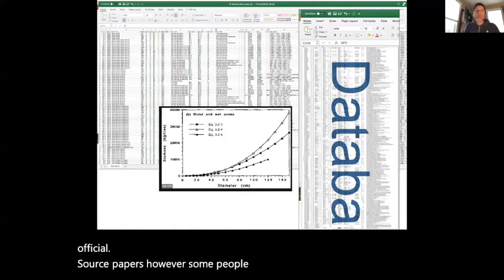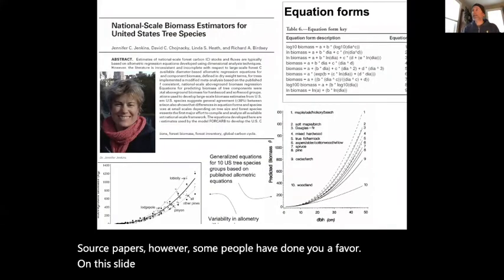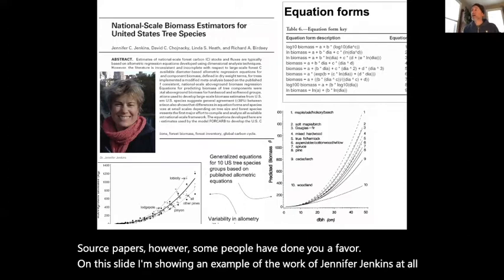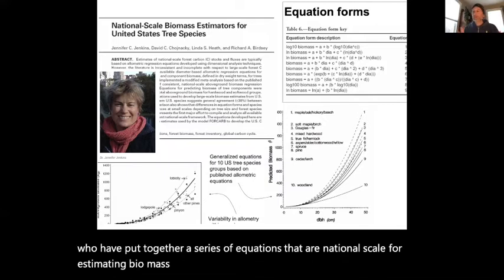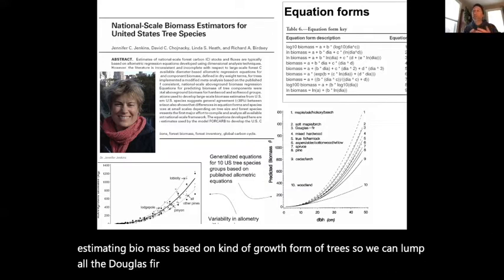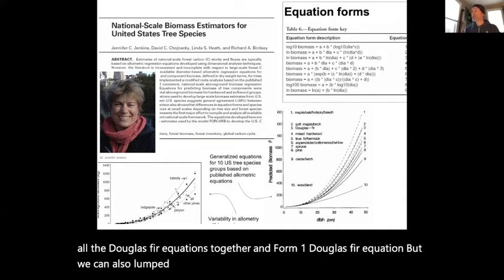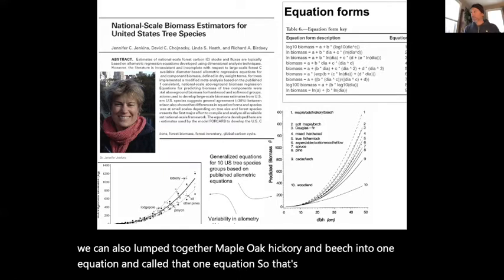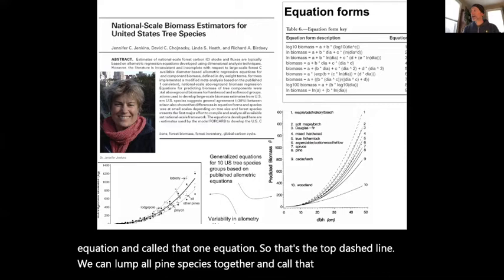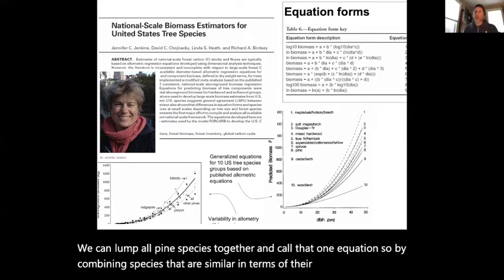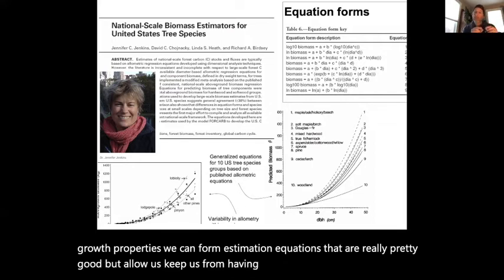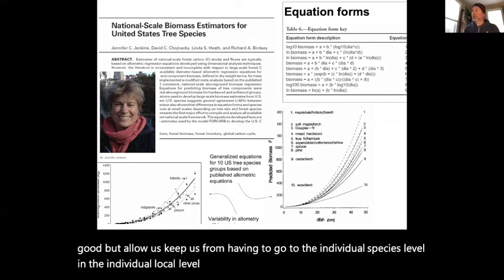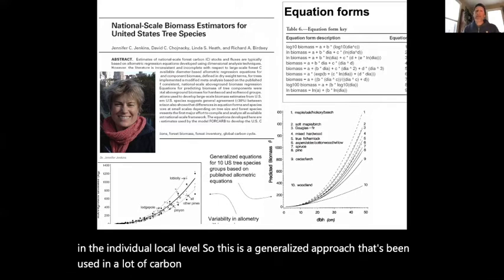However, some people have done you a favor. On this slide, I'm showing an example of the work of Jennifer Jenkins et al., who have put together a series of equations that are national scale for estimating biomass based on kind of growth form of trees. So we can lump all the Douglas fir equations together and form one Douglas fir equation. But we can also lump together maple, oak, hickory, and beech into one equation. So that's the top dashed line. We can lump all pine species together and call that one equation. So by combining species that are similar in terms of their wood density and their growth properties, we can form estimation equations that are really pretty good, but keep us from having to go to the individual species level and the individual local level. So this is a generalized approach that's been used in a lot of carbon models now, taking a general biomass estimation equation for a species type and applying it broadly.